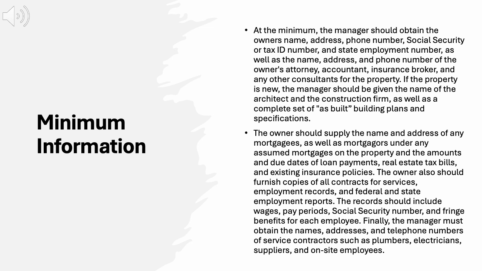The owner also should furnish copies of all contracts for services, employment records, and federal and state employment reports. The record should include wages, pay periods, social security number, and fringe benefits for each employee. Finally, the manager must obtain the names, addresses, and telephone numbers of service contractors such as plumbers, electricians, suppliers, and on-site employees.